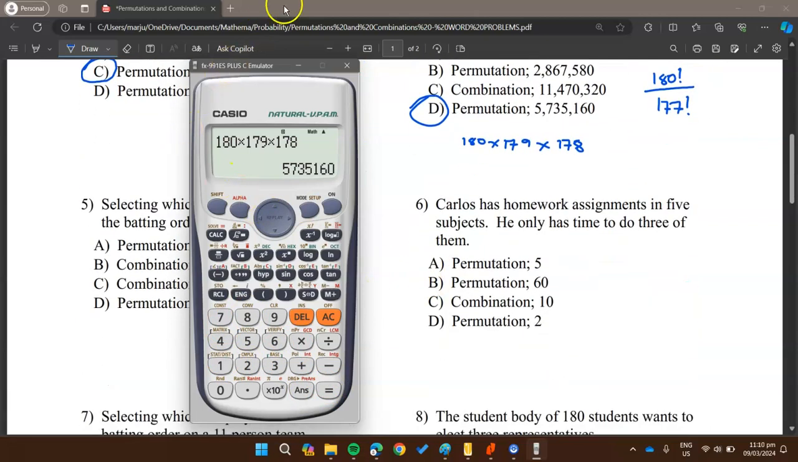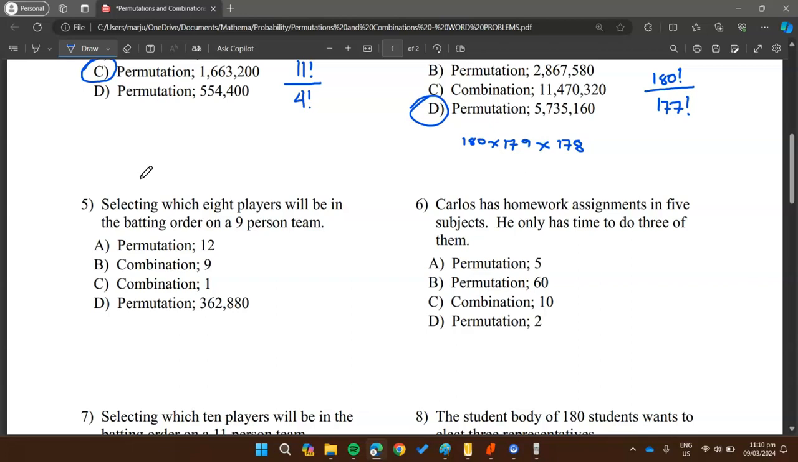Number 5. We have selecting which 8 players will be in the batting order on a 9-person team. Now this time, the word selecting suggests that we are dealing with a combination problem. Alright, so this is just equal to 9 choose 8, or this is just equal to 9 factorial over 8 factorial times what is 9 minus 8, that is times 1 factorial. Alright, or this is just 9. So number 5 is just 9 possible ways.